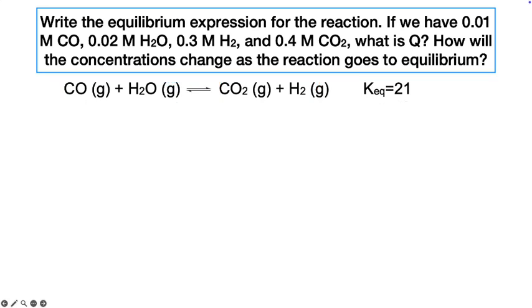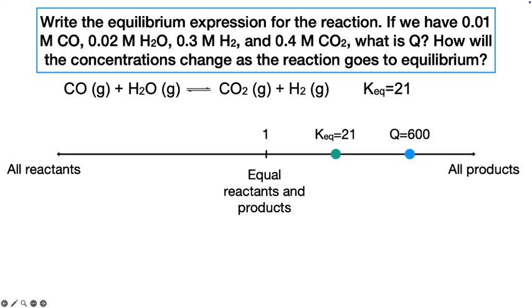Okay? If we push it to a number line, we can again see our number line and see where we're at. Our Q places us at too much products. To get to the K, I have to slide towards the reactant side, which means my reactant concentration must go up. But the reactant concentration goes up by doing what? Reducing the products. Make sense?